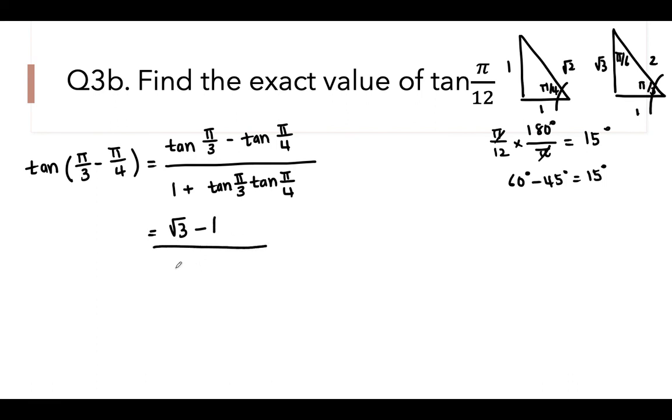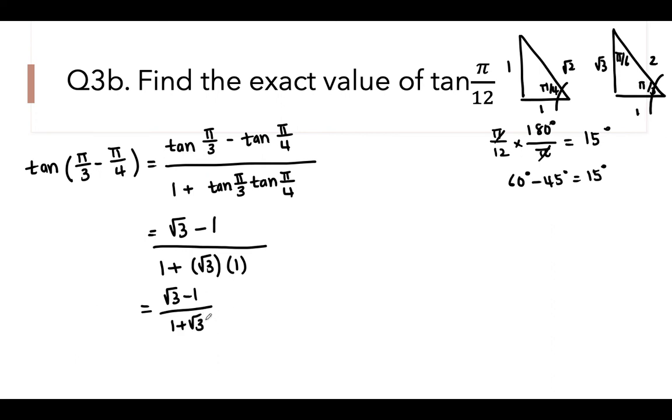over 1 plus tangent pi over 3. Tangent pi over 3, we said it's going to be square root 3. And tangent pi over 4, we said it's going to be 1. Okay, so let's simplify this. This is going to be square root 3 minus 1 over 1 plus square root 3.